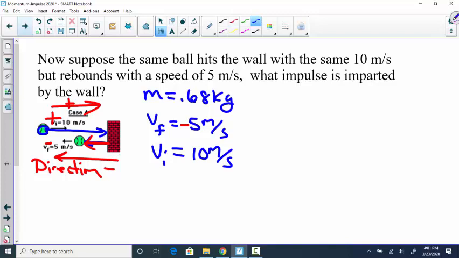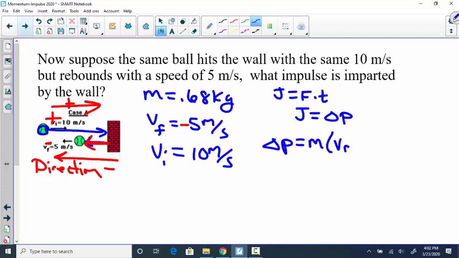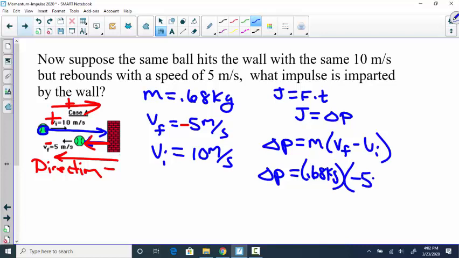And again, we have the equation for impulse of force times time, but we don't have either one of those. We just have to remember that impulse is also equal to change in momentum. So change in momentum is mass times v final minus v initial. And this is still pretty much plug and chug: 0.68 kilograms times v final, which is minus 5, minus v initial, which is 10. So this right here, ladies and gentlemen, is minus 15.